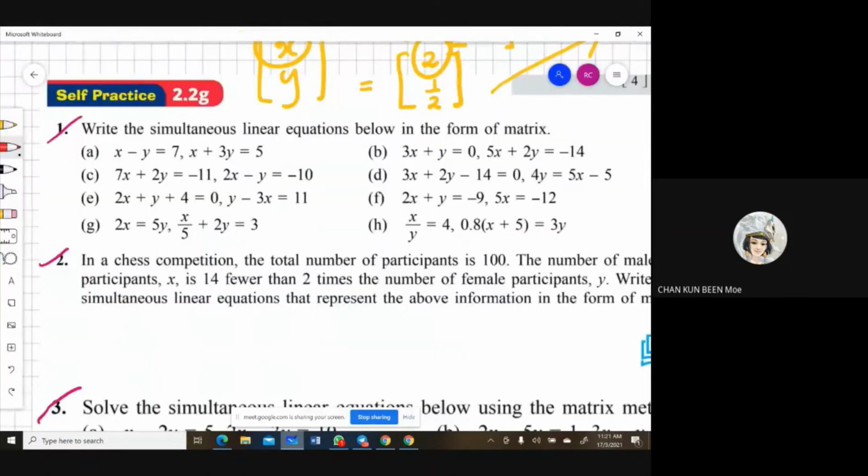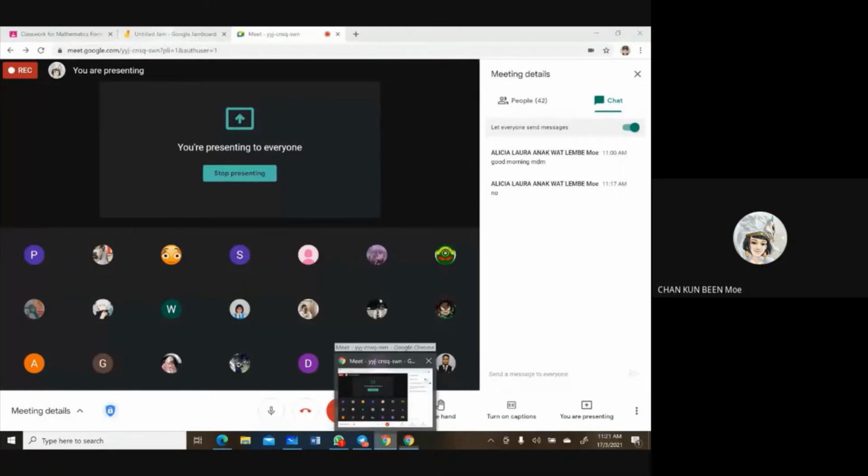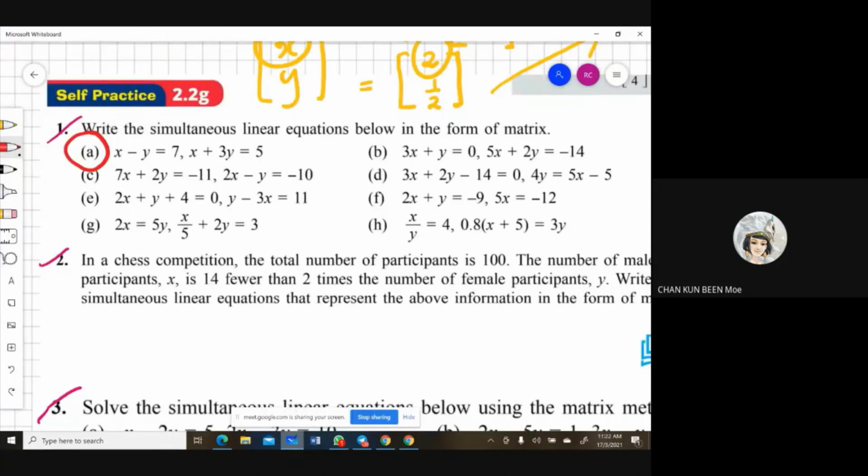This is the one. Okay, A, x minus y equal to 7, x plus 3y equal to 5. So everybody, I want you to write down in your Jamboard the answer for me by using whatever you have. You can use your hand and then show me the answer, right? I give you 30 seconds. You write down the answer for the first question here, and then I'm going to ask you to present your answer later on. 1 minute.